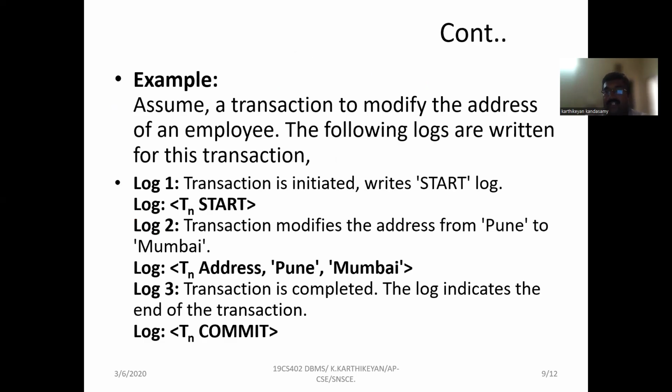For example, assume a transaction modifies the address of an employee, and the following logs are written for the same transaction. Log 1: transaction initiated, write start log, T1 starts. Log 2: transaction modifies address from Pune to Mumbai. When the transaction is completed, the log indicates the end of the transaction. This is called commit. Suppose the transaction is incomplete, you can check the condition and then reinitiate the process once again.